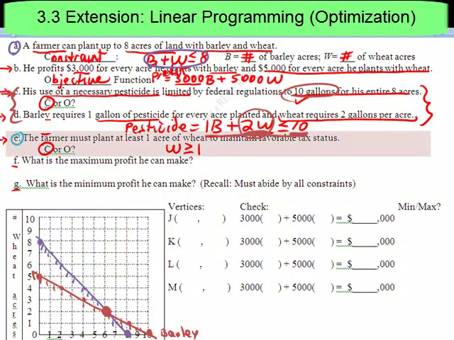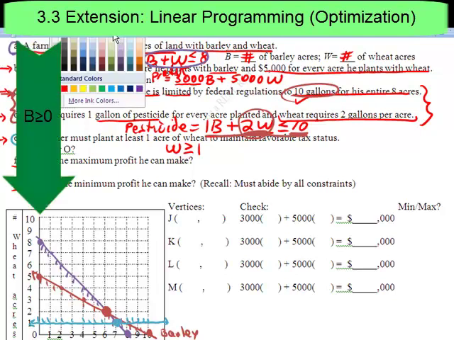The farmer must plant at least 1 acre of wheat. What kind of line? Horizontal or vertical? Horizontal. This has to be at least 1. And is it up or down? Up, yeah, up here. So notice we have another vertex right here. And obviously, he can't plant more than 8 or less than what? 0, yeah, okay.